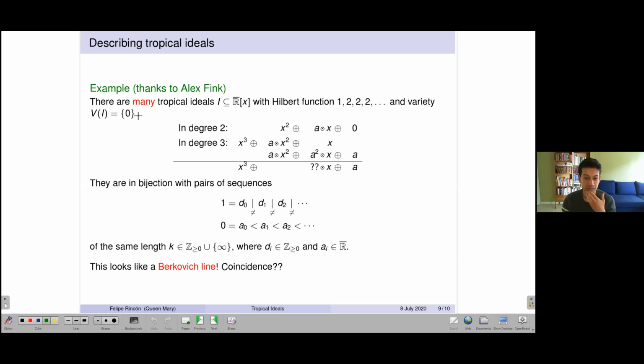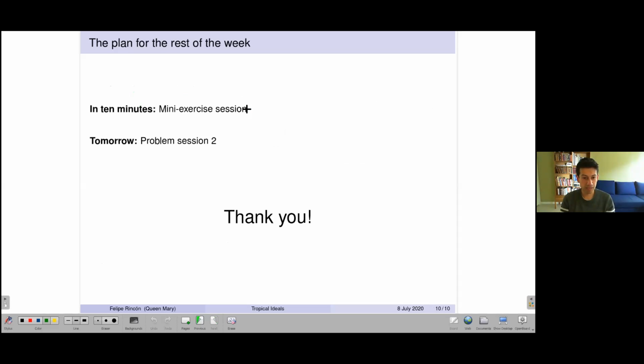I'm not going to explain why this is the case, but it turns out that there's a lot of them, and this looks like a Berkovich line, the ones we were discussing last week, in the sense that it's an infinite branching tree, and at every point in the tree you have countably many branches, and at each of those branches you have countably many branches, and so on. That's what the space of tropical ideals corresponding to a double point in the origin looks like in projective one-dimensional space. So there's a lot of tropical ideals, and we would like to describe all of them in some way. We don't know how to do that. So yeah, maybe I'll stop here.